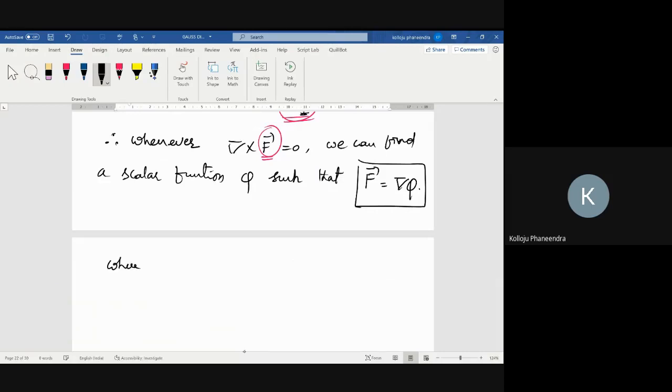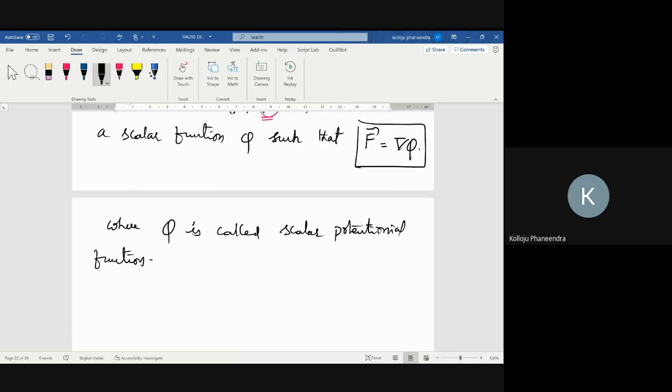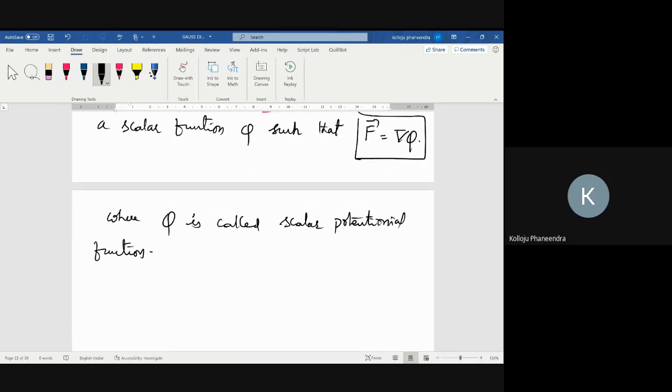Where phi is called the scalar potential function. This is important; the definition is very important. Phi is called scalar potential function. And one more point: what is the purpose of this scalar potential function? Write like this. What is the work done formula? Work done from A to B is the integral of f bar dot dr bar.